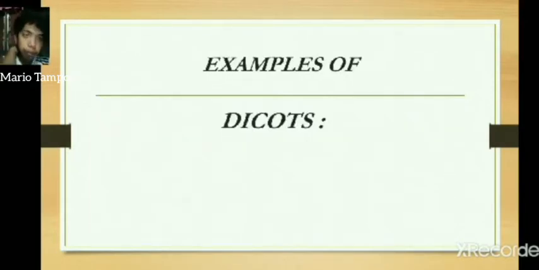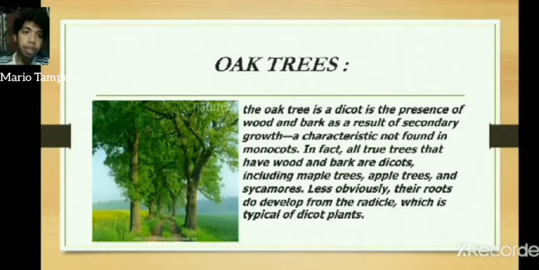Here are some examples of dicots. Oak trees. The oak tree is a dicot because of the presence of wood and bark as a result of secondary growth, a characteristic not found in monocots. In fact, all true trees that have wood and bark are dicots, including maple trees, apple trees, and sycamores. Less obviously, the roots develop from the radicle, which is typical of dicot plants.